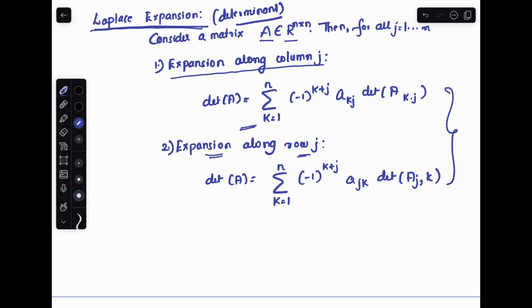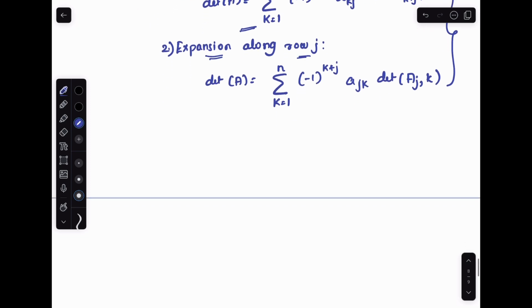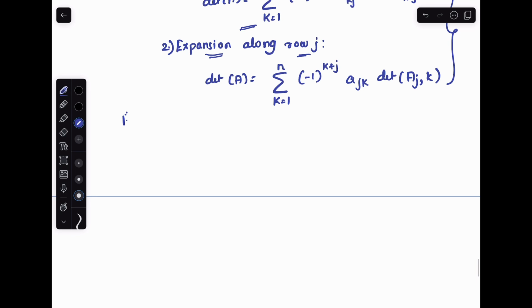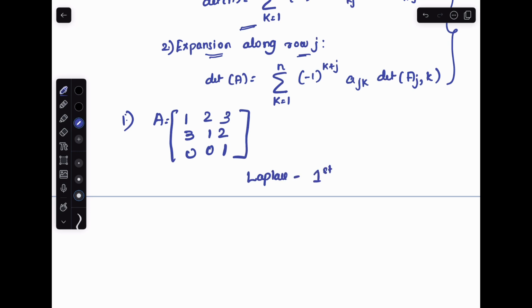So without any further delay, let us see one example of how to use the formulas to solve problems. Say matrix A is equal to 1 2 3, 3 1 2, and 0 0 1. The first thing we are doing is applying the Laplace expansion to the first row. You can apply it to any row or any column of your choice. The first row is a11, a12, a13, and it goes on with a21, a22, a23.